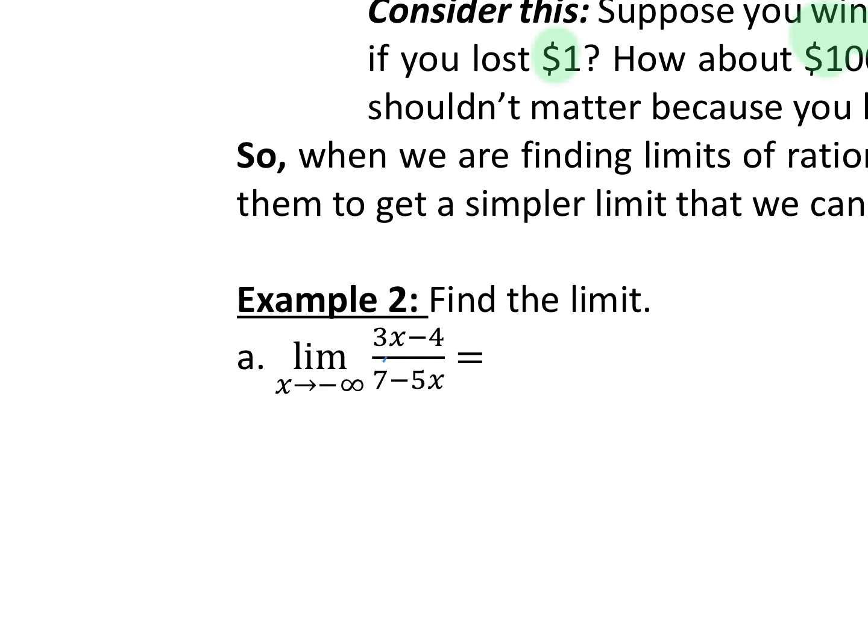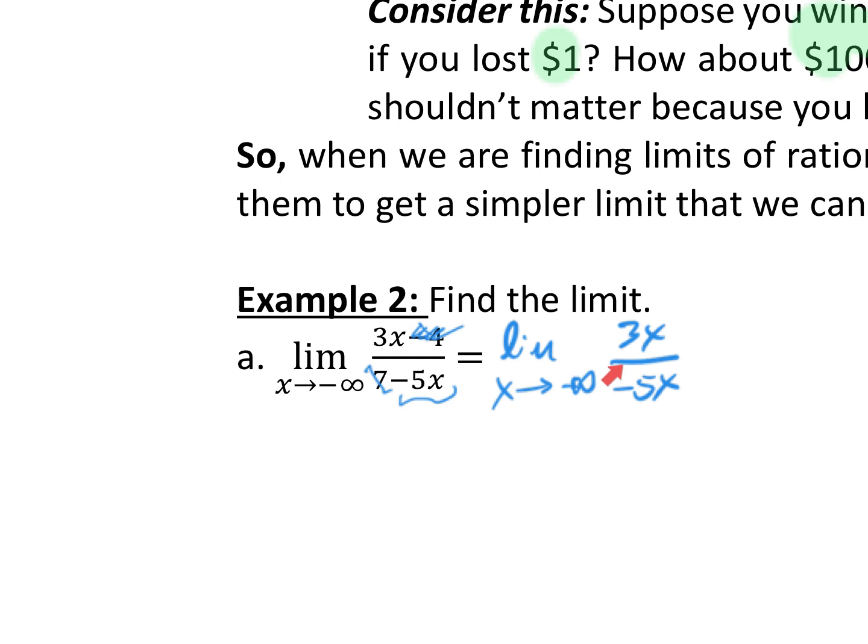As this number goes to negative 1,000,000, billion, trillion, does that 4 matter? No, you lost 4. That doesn't really matter, so we can just ignore that. If you have 5 times a million, does a 7 matter? No, that doesn't really matter. So that limit is equivalent to the limit as x goes to negative infinity, still going to the same place, of 3x over negative 5x. Keep that negative with it. That's important. But the 4 and the 7 don't really matter.